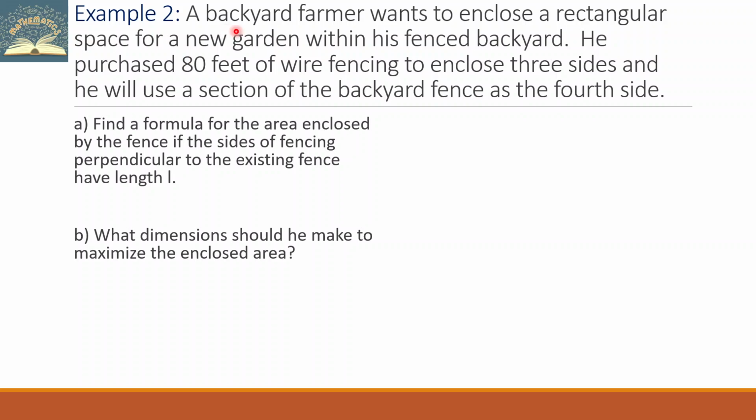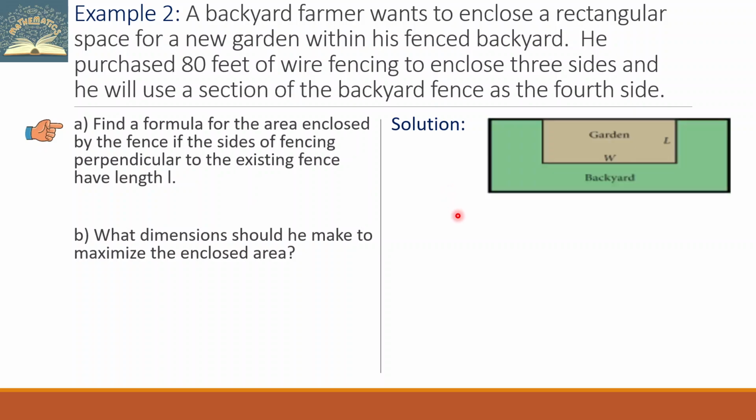Example 2. A backyard farmer wants to enclose a rectangular space for a new garden within his fenced backyard. He purchased 80 feet of wire fencing to enclose 3 sides, and he will use a section of the backyard fence as the 4th side. We have here 2 problems. Let's begin with problem A. Find a formula for the area enclosed by the fence if the sides of fencing perpendicular to the existing fence have length L.